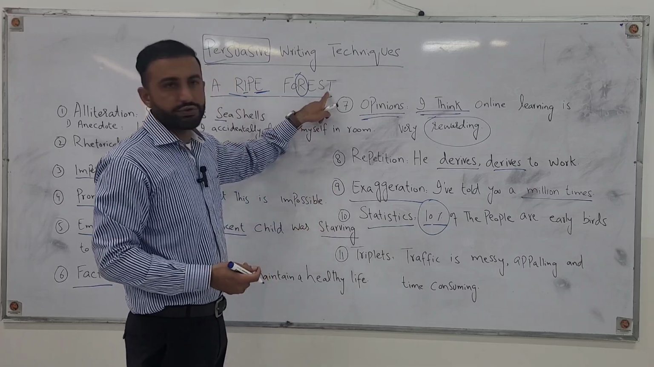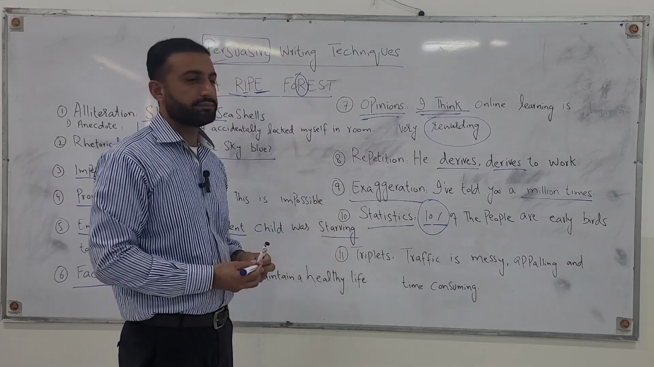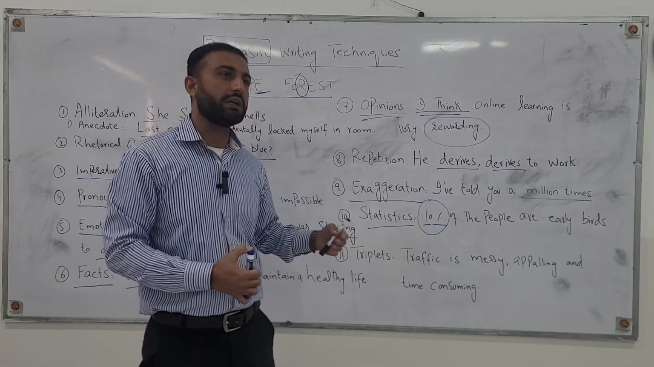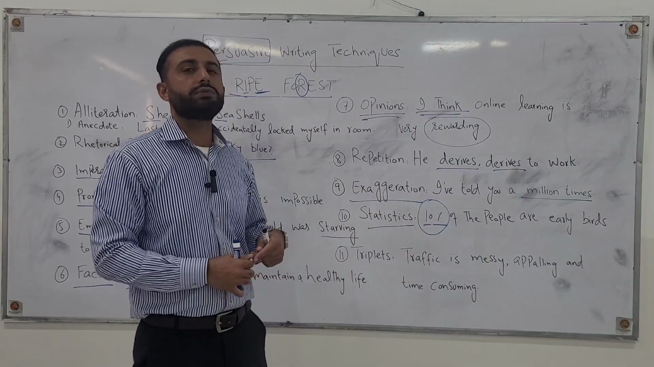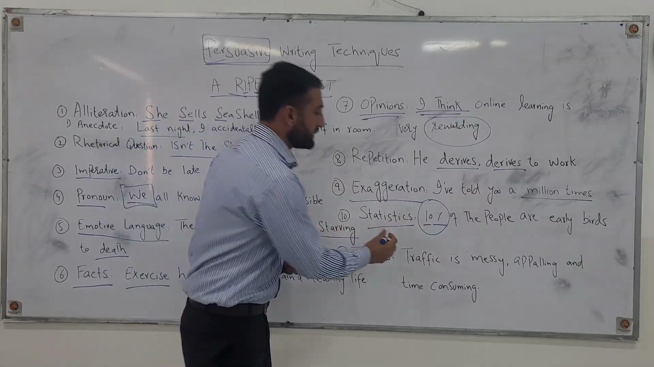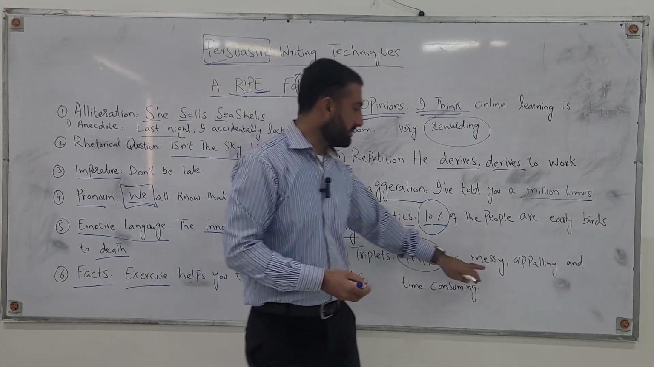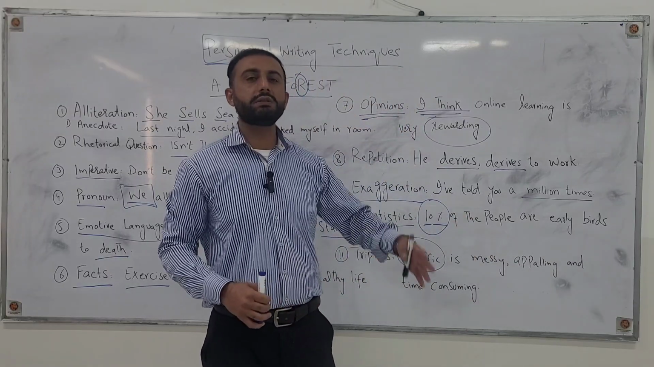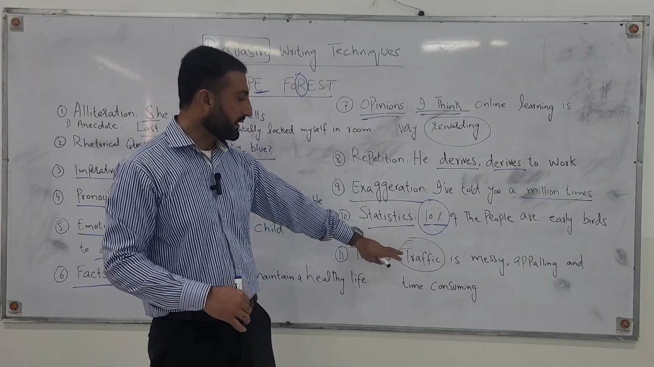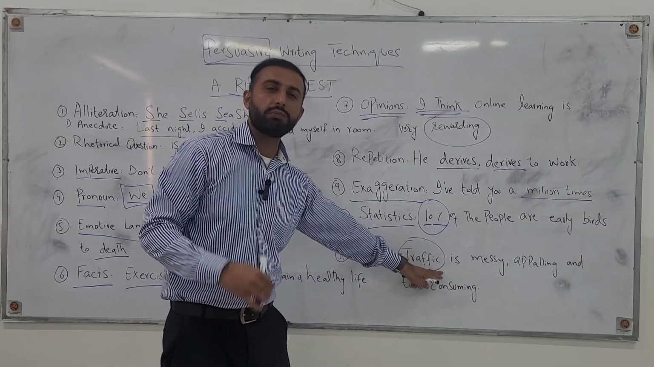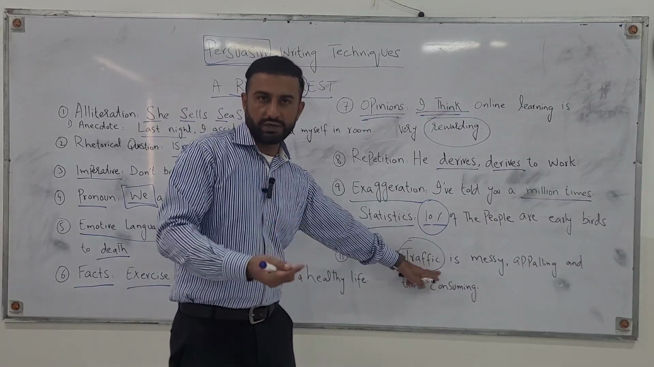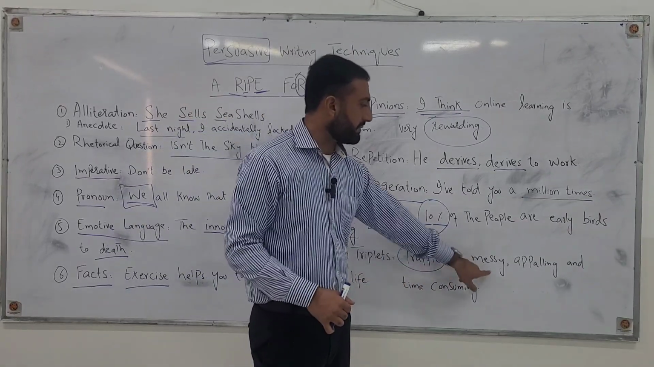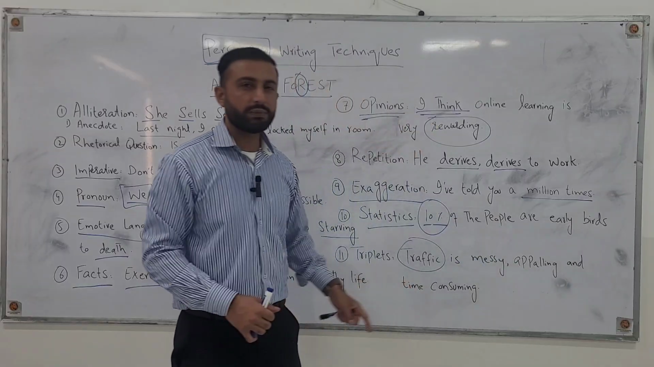Now, the last one, triplets. Triplets is actually the recurring use of adjectives in a sentence, and you are doing it to show emphasis again. For example, here, traffic. Traffic could be messy, it is appalling, and it could be time consuming. So you are using all these three adjectives in a sentence in order to make your point very elaborate, or maybe the one where you want that it should not be ignored. So traffic is messy, appalling, and time consuming.